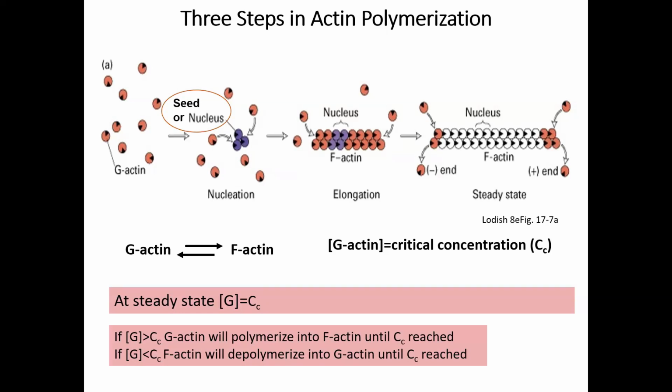But what happens if the concentration of the globular actin is greater than the critical concentration? It will polymerize until it reaches the critical concentration. And if it is less than that, it will depolymerize. So again, I'm just repeating that, and it will give you a much clearer understanding.